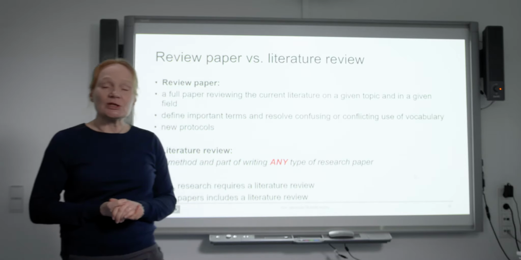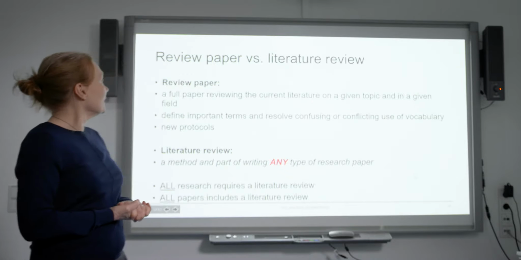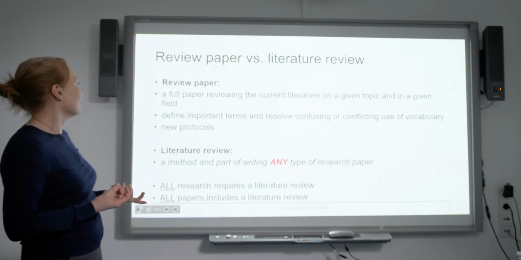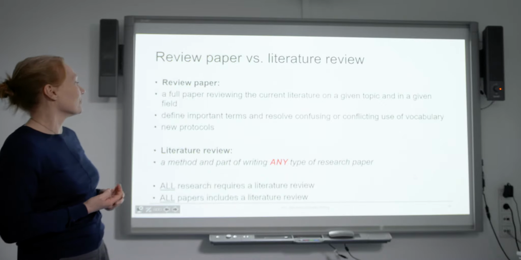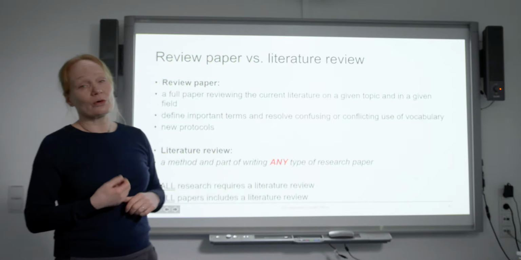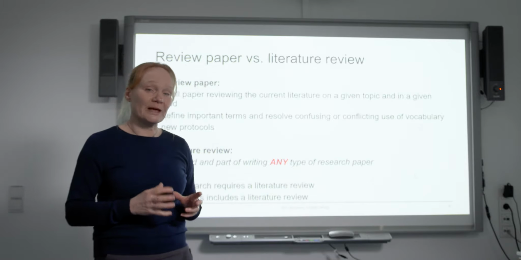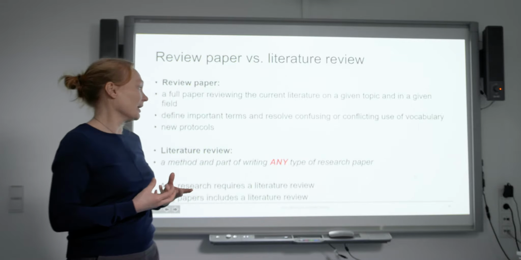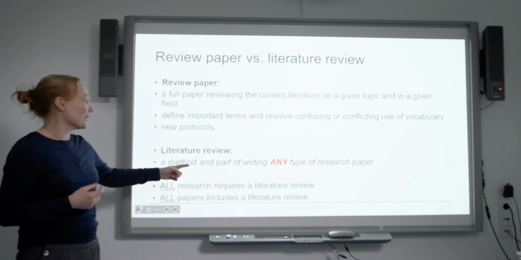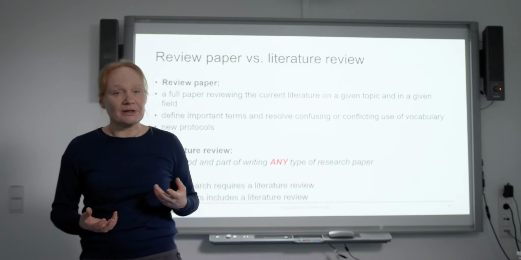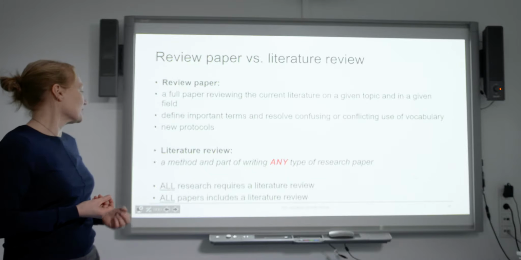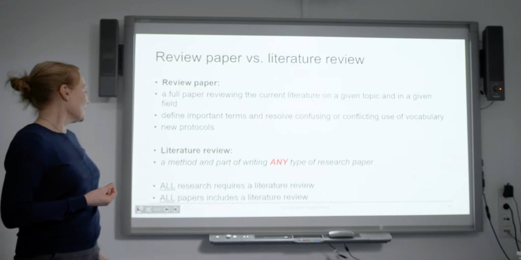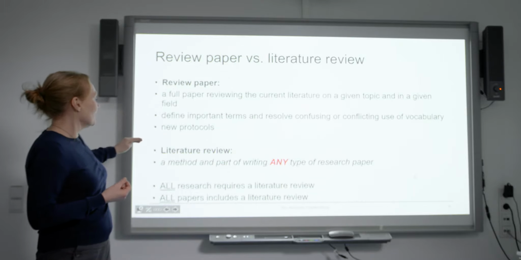So, then some explanation: a review paper versus a literature review. The review paper, as I told you before, is a full paper reviewing the current literature on a given topic and in a given field. It defines important terms and resolves confusing or conflicting use of vocabulary, or it produces new protocols. So it's a full paper, and with indexed, I mean it's indexed in all the citations and so on. So it counts as a full paper. However, a literature review is a method and part of writing any type of research paper. Every paper includes a method, every thesis includes a method description. All research requires a literature review, all papers include a literature review. So differentiate between a review paper and a literature review.